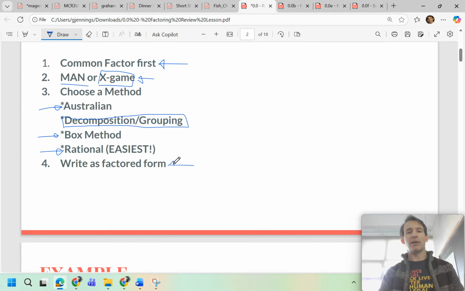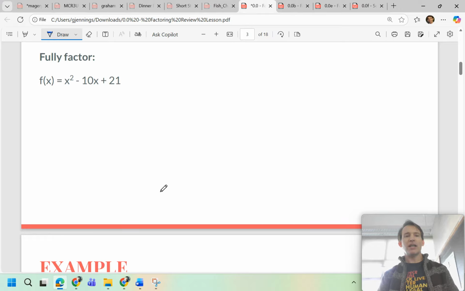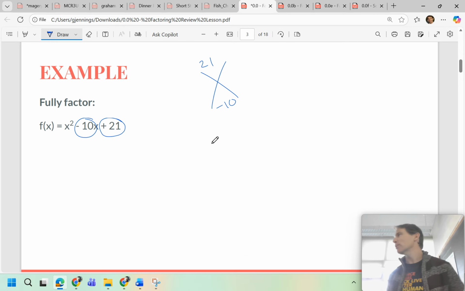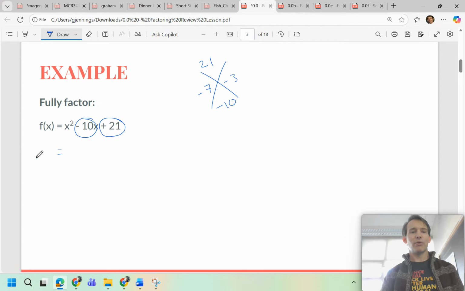And then we want to be able to write things in fully factored form. That's what we're looking at. So let's go. If I need to fully factor this, I am X game. I want to multiply to this number and add to that number. What are my magic numbers? 7 and 3. What flavors of 7 and 3, please? -7, -3. Yes. So then I just go ahead and say, well, this fancy function f of x is equal to x minus 7 multiplied by x minus 3.